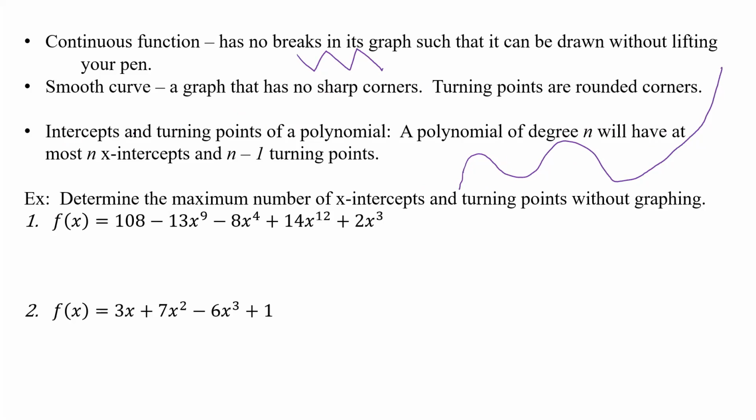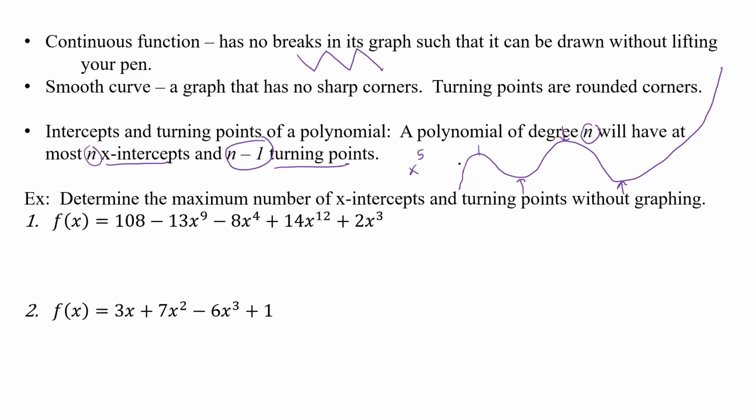Okay. Now, our intercepts and turning points of a polynomial. So a polynomial of degree n will have at most n x-intercepts and n minus 1 turning points. So if we think about this, so we're going up, that's going to be a turning point, that's going to be a turning point, that's going to be a turning point, and that's going to be a turning point. So we have 1, 2, 3, 4 turning points. So 4 plus 1. So the degree here is probably going to be some x to the 5th. Okay. And that's at most. Okay. Again, that's at most.